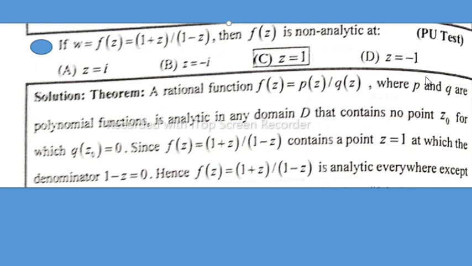In this lecture, I will solve a Punjab University Test MCQ. That is, if w equals f of z equals (1 plus z) divided by (1 minus z), then f of z is non-analytic at... Solution: theorem.